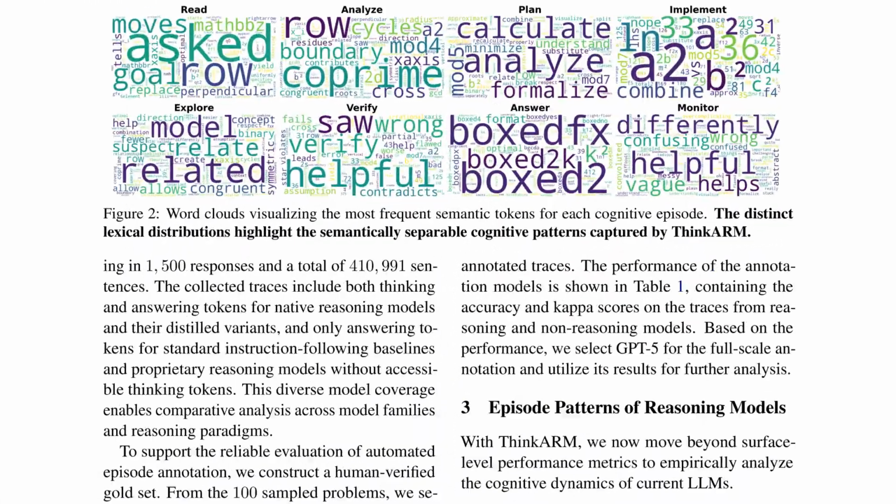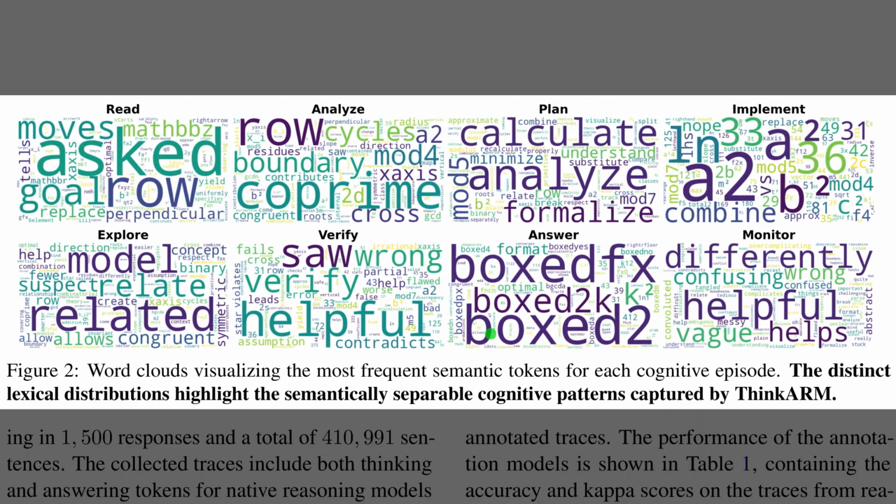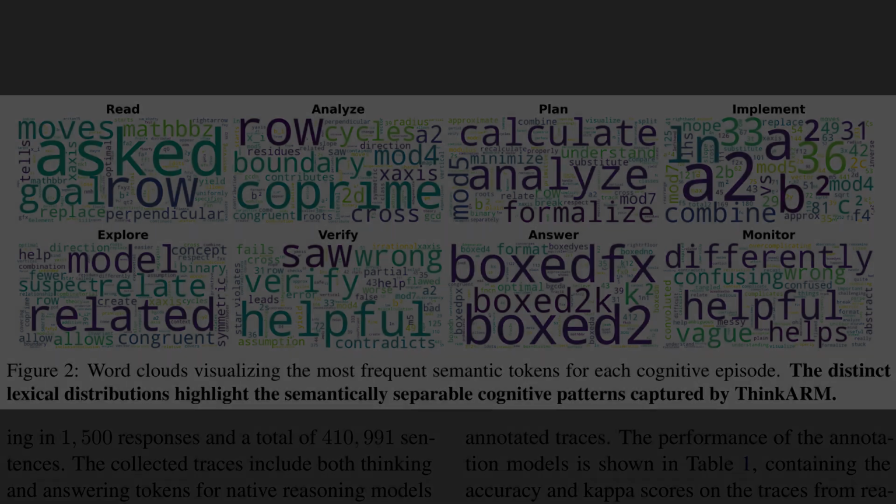Figure 2 means that the 8 ThinkARM episodes are not just labels, because each one comes with its own distinctive vocabulary. The full figure lays out a grid of word clouds, one per episode, where bigger words appear more often in that type of sentence. The read and analyze clouds lean on problem setup and math structure, while implement shifts toward procedural words like compute. The verify and monitor clouds feature self-checking language, which supports separating evaluation from execution in practice.